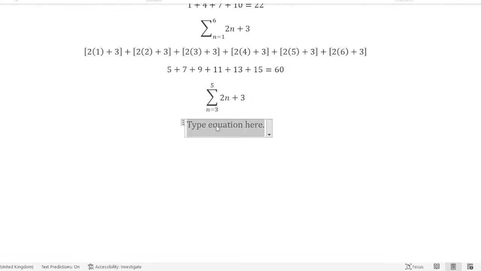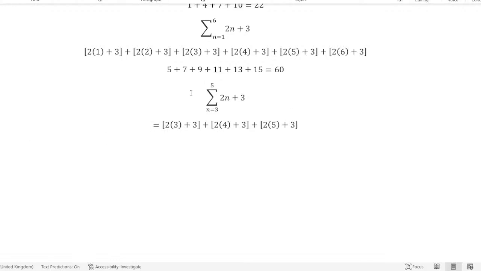So here we'll have the sum equals, in brackets, 2 into the first number to substitute, which is 3, plus 3, close brackets, plus, open brackets, 2 into 4 plus 3, close brackets, then 2 into 5, which is the last number to be substituted, plus 3, close brackets.